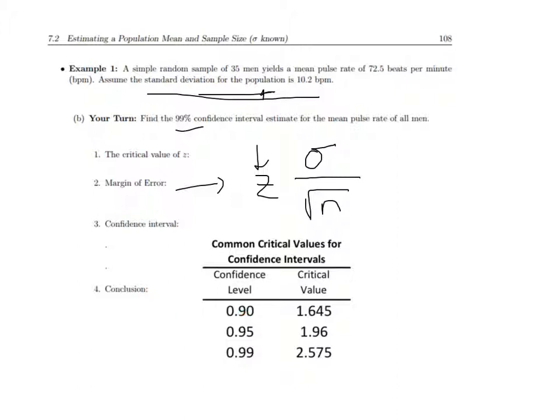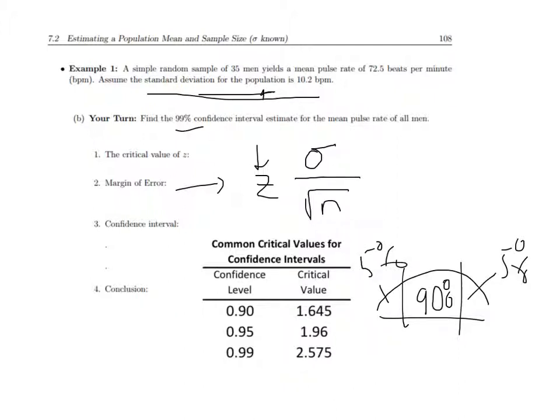In other words, we would be looking at a distribution where 90% falls in the middle and 5% falls on each side to make a total of 100%. Same thing with the 95, which puts 2.5% on each side. 99 puts 0.5% on each side. We're looking for a 99% confidence interval, so I'm going to be using 2.575 as my z-score.